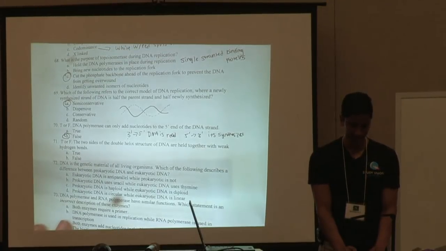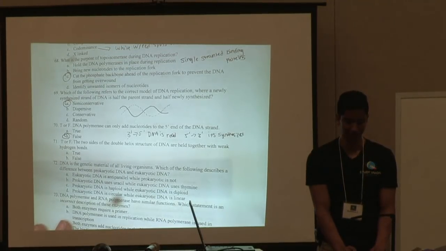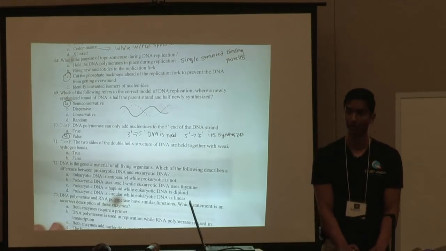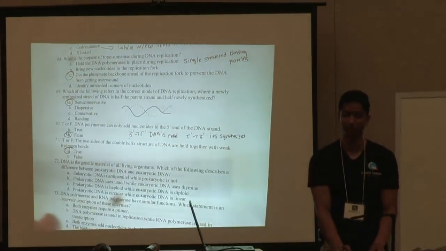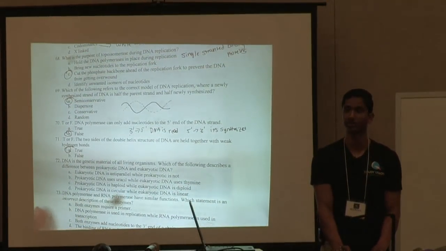All right, true or false? The two sides of the double helix structure of DNA are held together with weak hydrogen bonds. True, right? So hydrogen bonds are weak. We went over that, and the double helix structure is held together by hydrogen bonds.